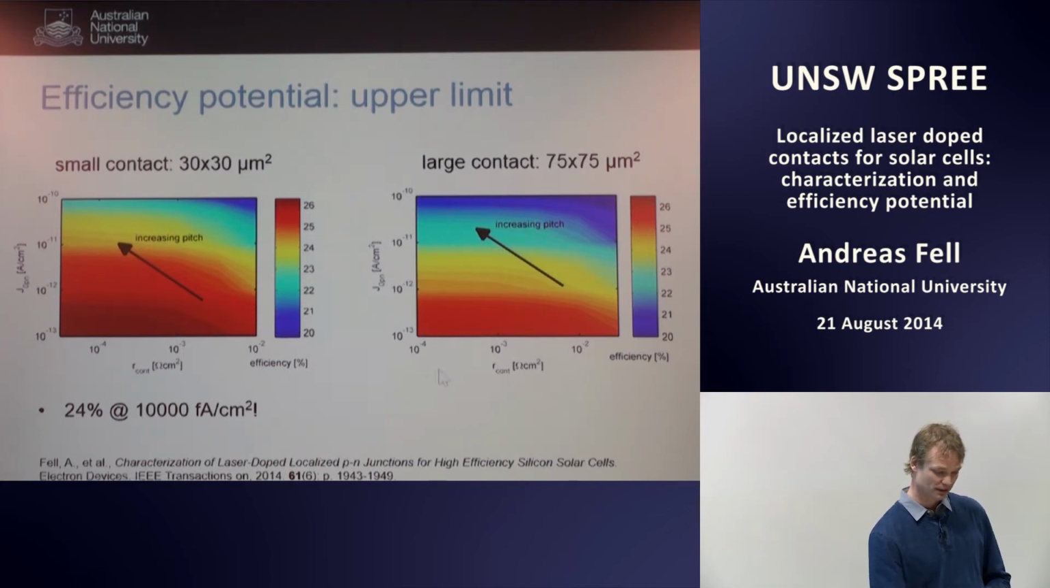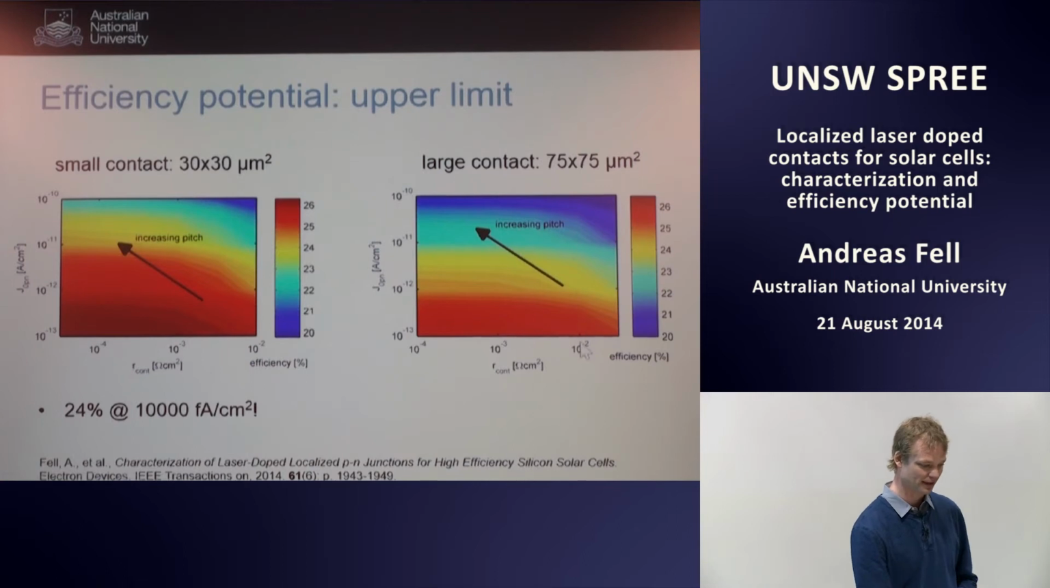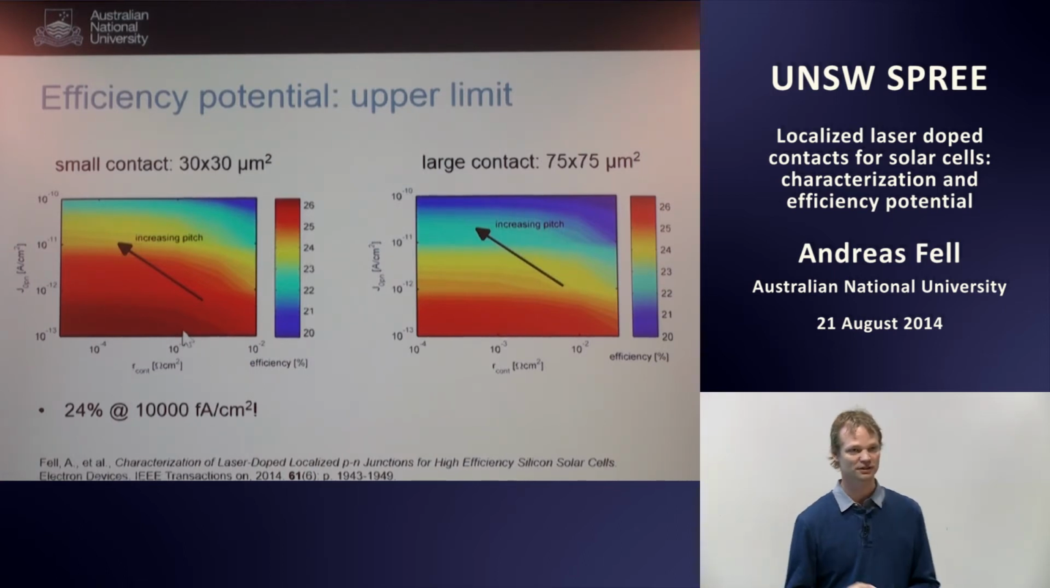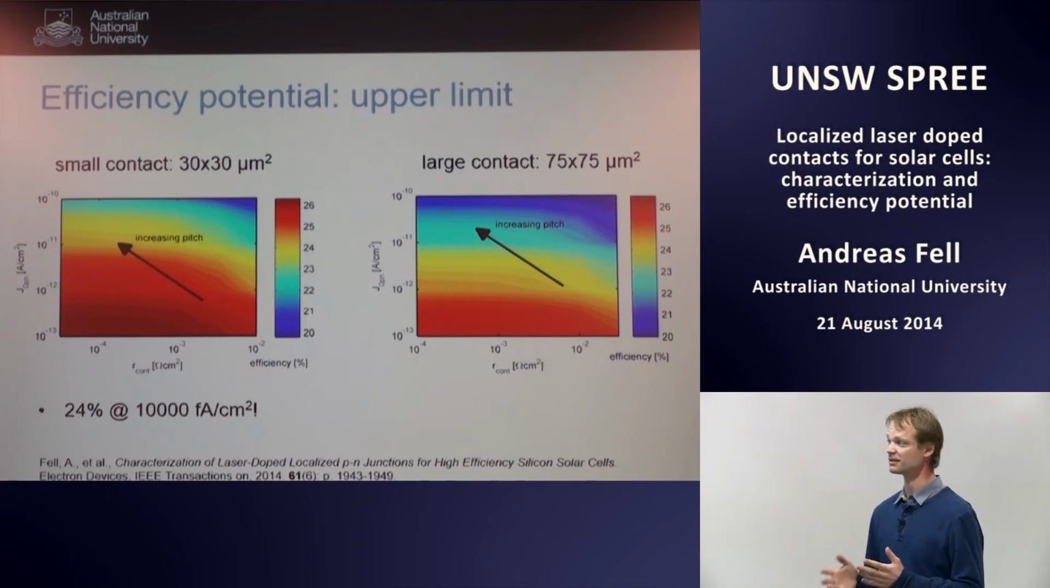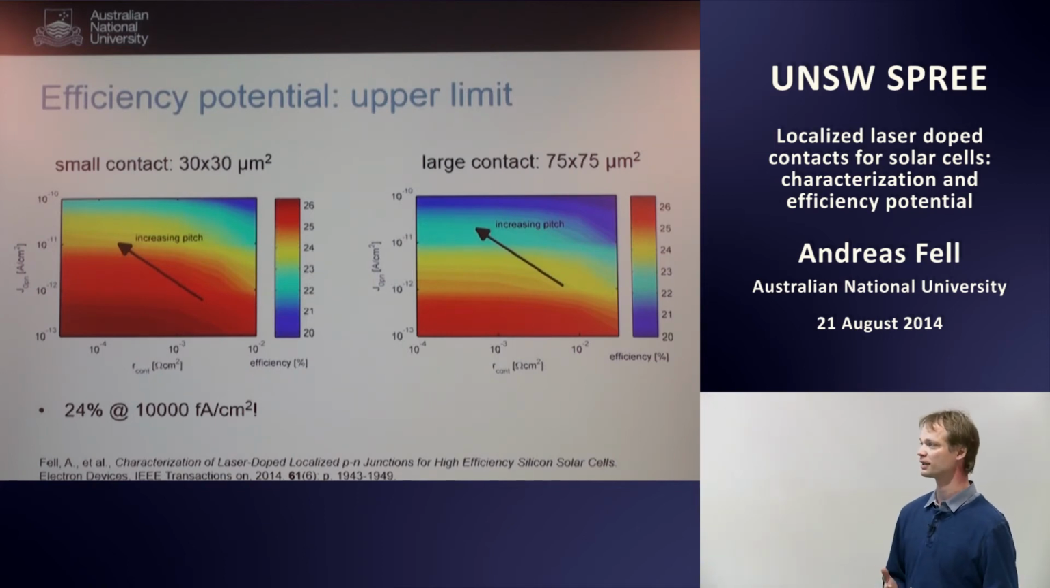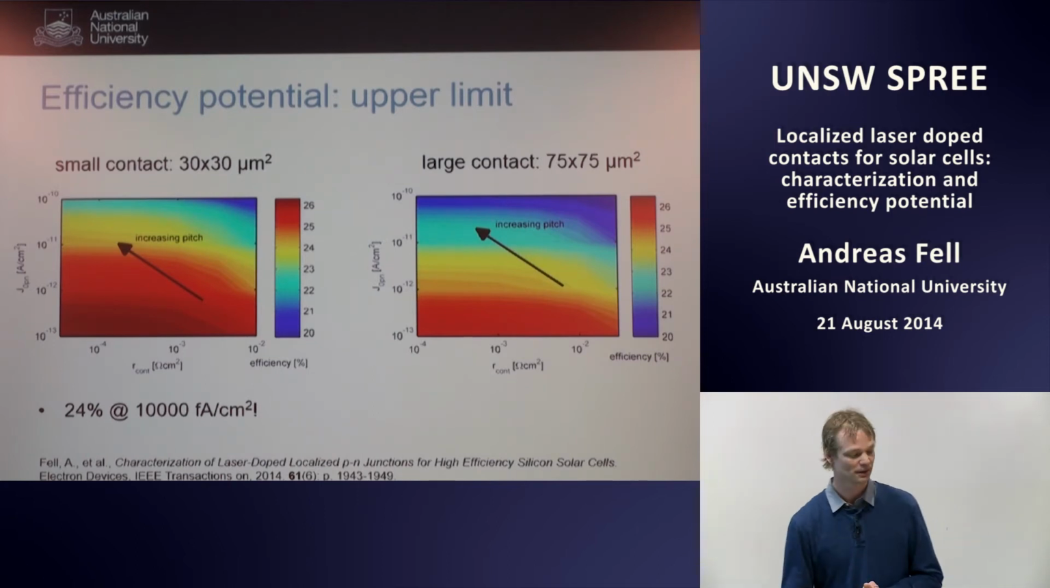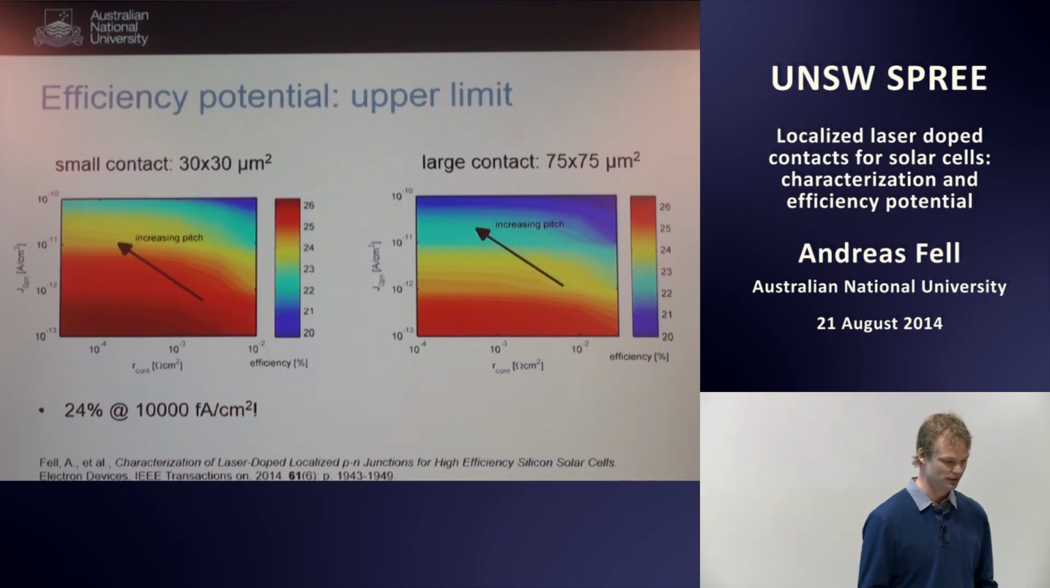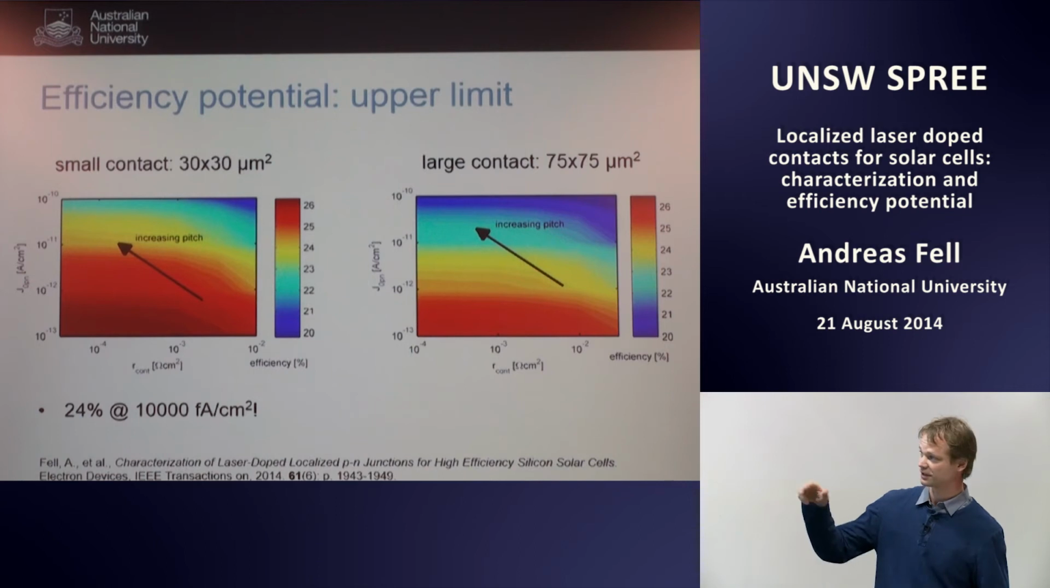And the other good thing is that contact resistance is actually pretty relaxed. So anything below 1 milliohm square centimeter, which is a typical value you easily get, particularly for laser doped features, is very acceptable. It will not limit your efficiency. So contact resistance is not really a problem, unless you don't have contact at all, of course. But recombination is really the decisive thing which scales the efficiency you can get.